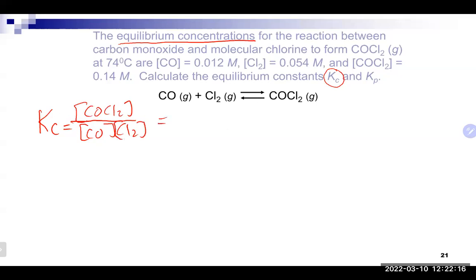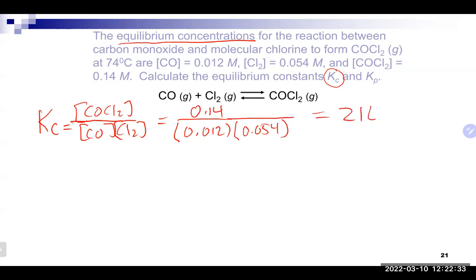And put in our numbers correctly here. Looks like 0.14 up on top. We got a 0.012 and a 0.054. Gonna yield you like a 216. If you want to do a little sig figs like his chemistry, is like a 220 in that case. Yeah. Any questions on that calculation?